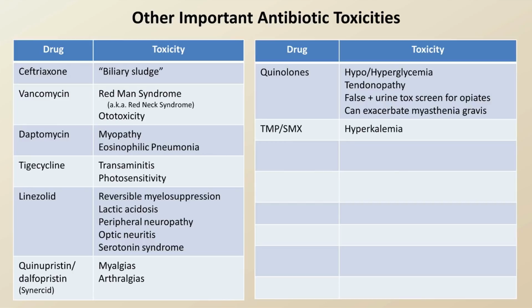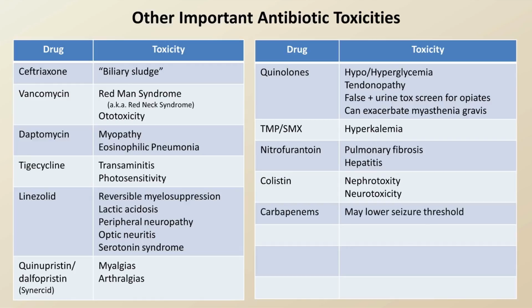Trimethoprim sulfamethoxazole can lead to hyperkalemia, which I've found to be a relatively common side effect. Nitrofurantoin has a rare idiosyncratic toxicity of pulmonary fibrosis, which can be fatal, along with hepatitis. Colistin has significant rates of nephrotoxicity and neurotoxicity. Carbapenems may lower seizure threshold.